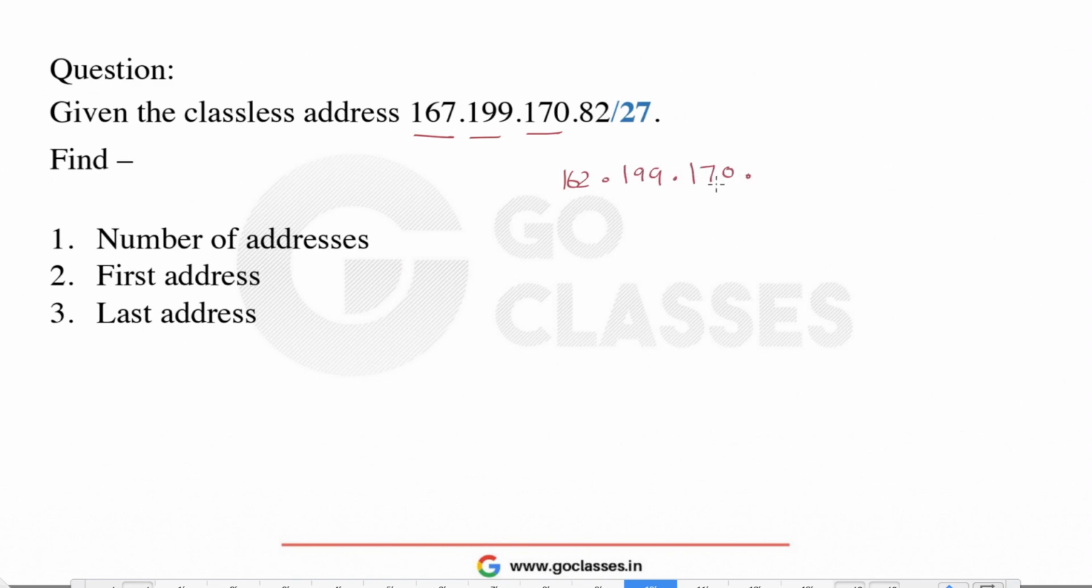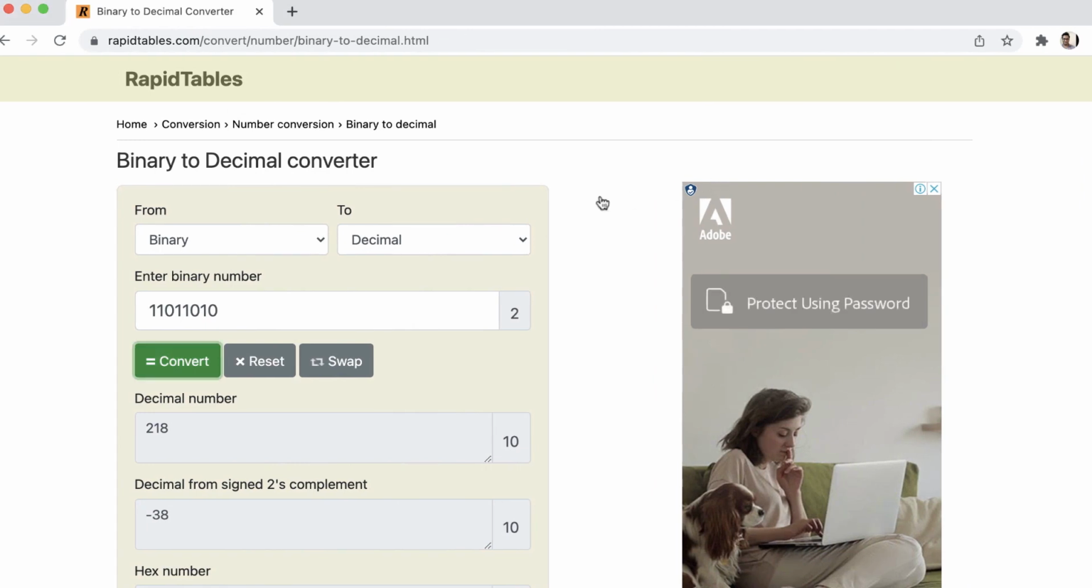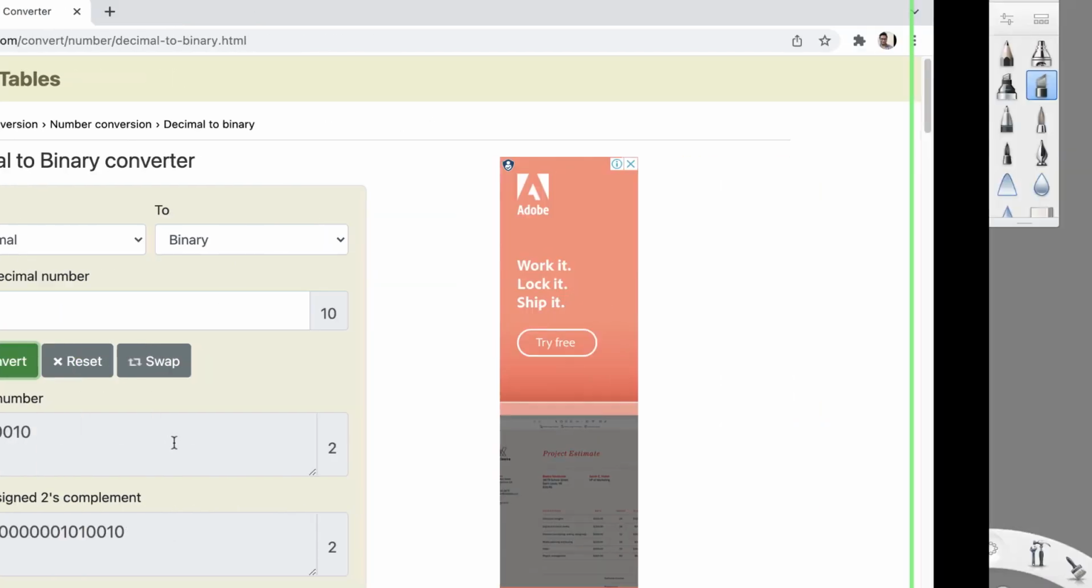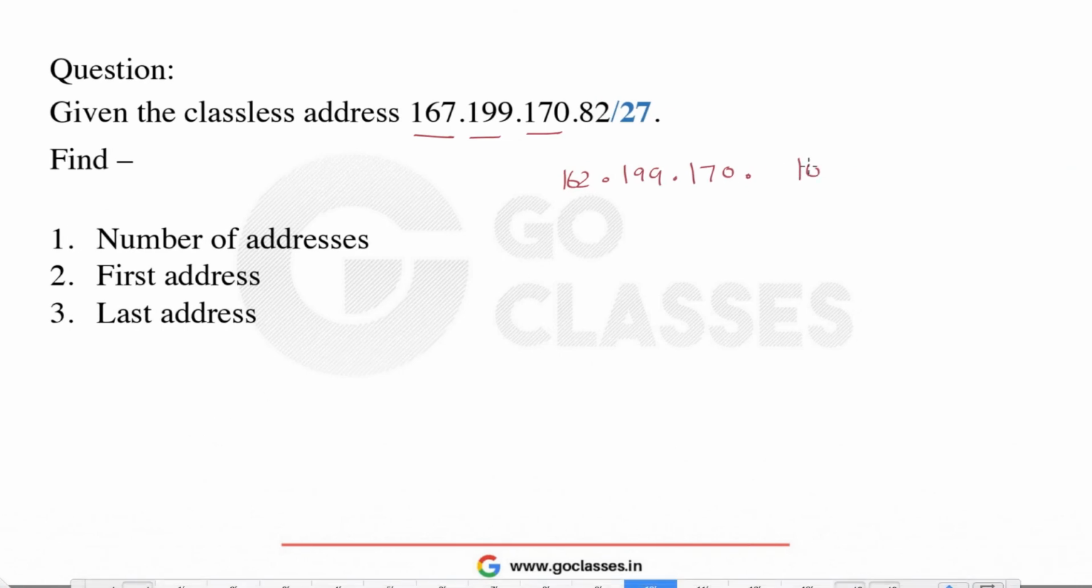So 162.199.170 dot, let me convert this 82 from decimal to binary. It is 1010010. These are 1, 2, 3, 4, 5, 6, 7 and 8 bits. They are saying that 27 bits are fixed, which means these are 24 bits and then these are 3 bits. So these bits are fixed. Now you can change the other bits to find the first address and the last address.